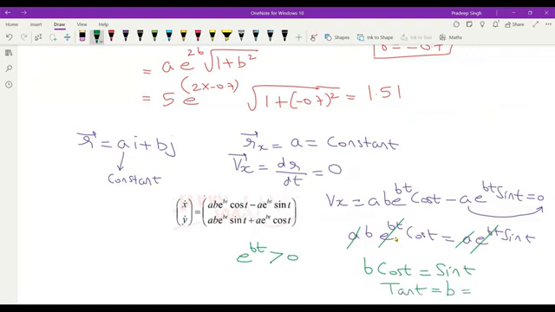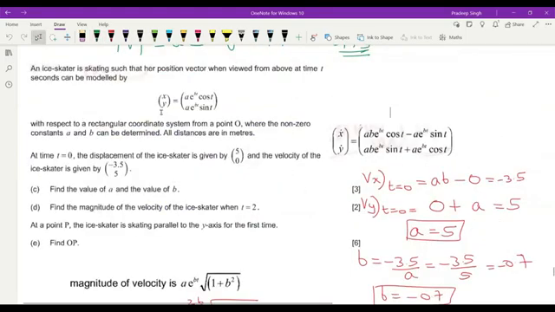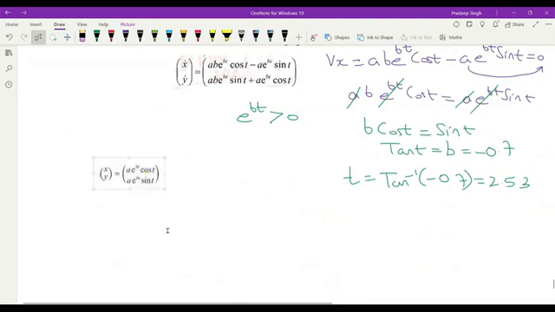And the value of b, which we had found, was minus 0.7. To simplify this, we'll use the tan inverse function, tan inverse of minus 0.7. Solving this, we'll get t as 2.53. Let's use that to get the position vector itself. So the position vector is this. t is equal to 2.53.